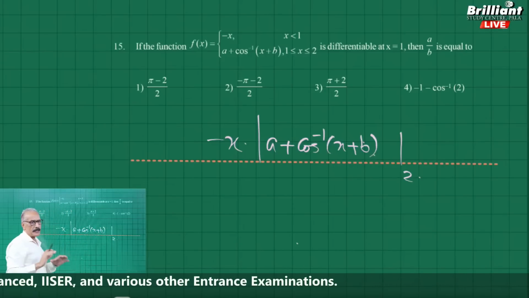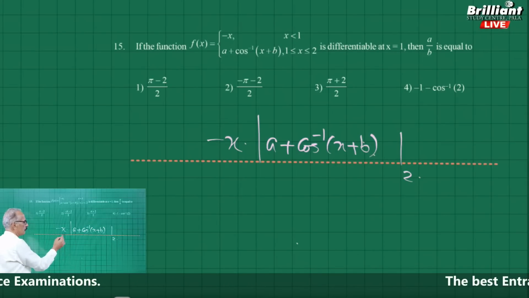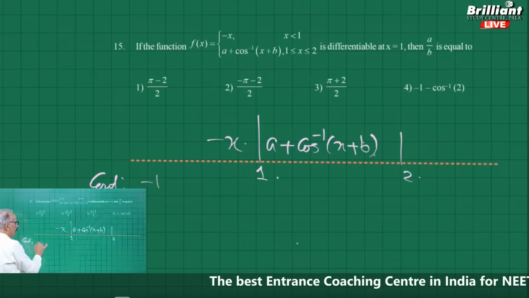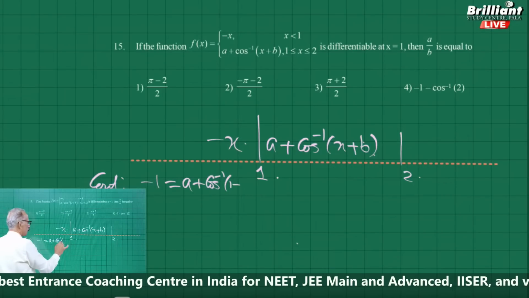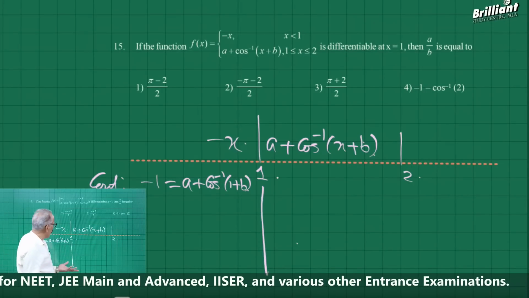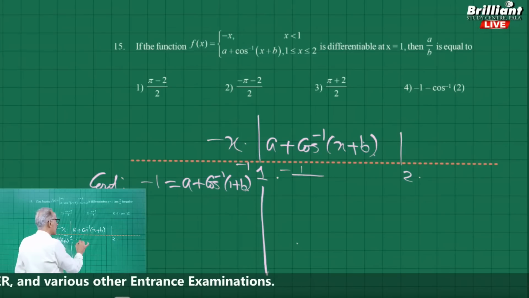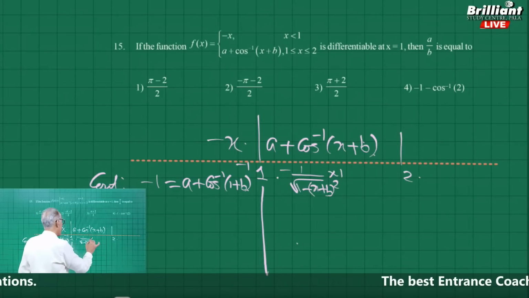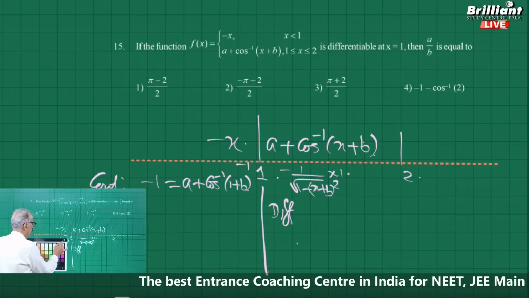Differentiable means it is continuous as well as differentiable. What is continuity? Left limit is equal to right limit. So continuity, you have minus 1 is equal to a plus cos inverse of 1 plus b. Point number 1. Now what is differentiability? We differentiate it. This is minus 1 and this will become minus 1 by root of 1 minus x plus b the whole square, into 1. So differentiability you can easily check by this.